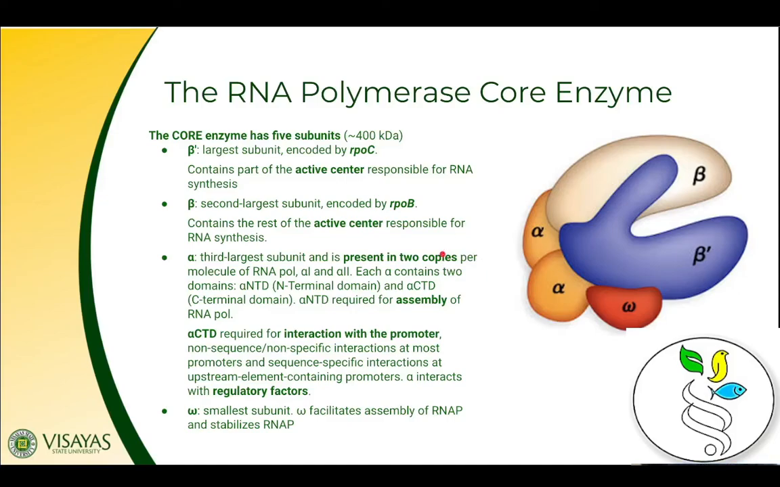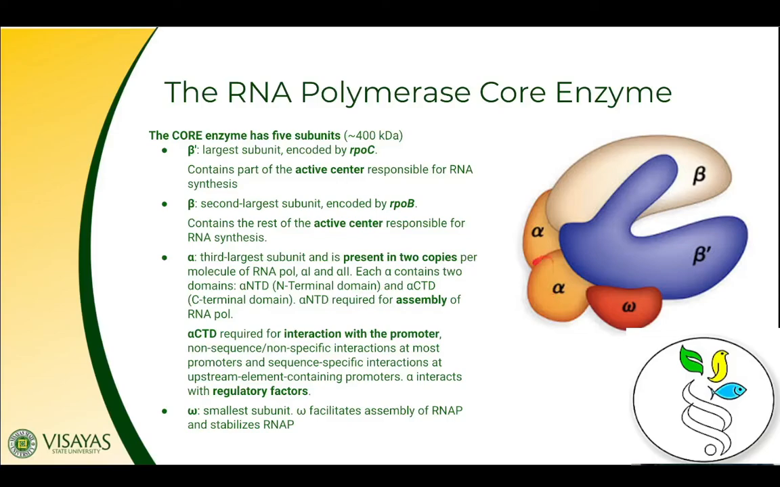So the core enzyme has 5 subunits, which is approximately 400 kilodalton. So you have the beta prime. This is the largest subunit, which is encoded by the rpoC gene and contains part of the active center responsible for RNA synthesis. The beta subunit is the second largest subunit. So you have here the beta prime, the blue one, and you have the beta. This contains the rest of the active center responsible for RNA synthesis. We know that this is an enzyme, so it must have an active site where the catalysis would occur. The alpha are the third largest subunit and is present in 2 copies per molecule of RNA polymerase.